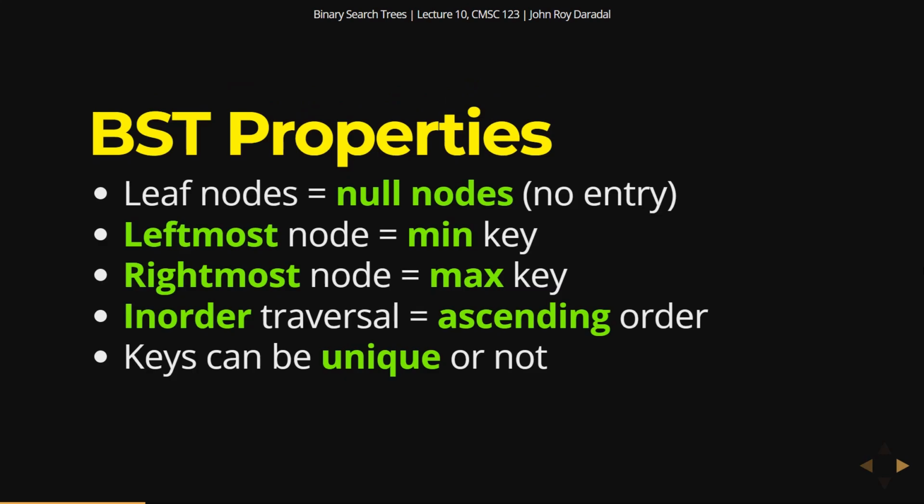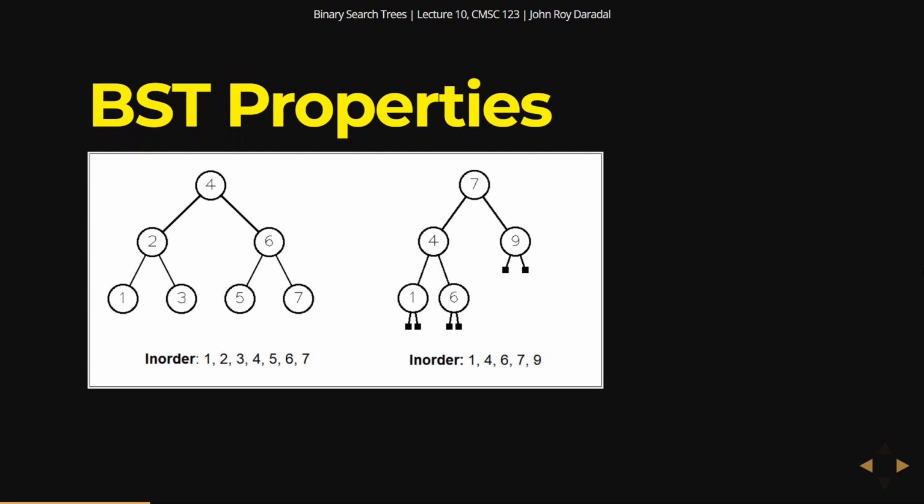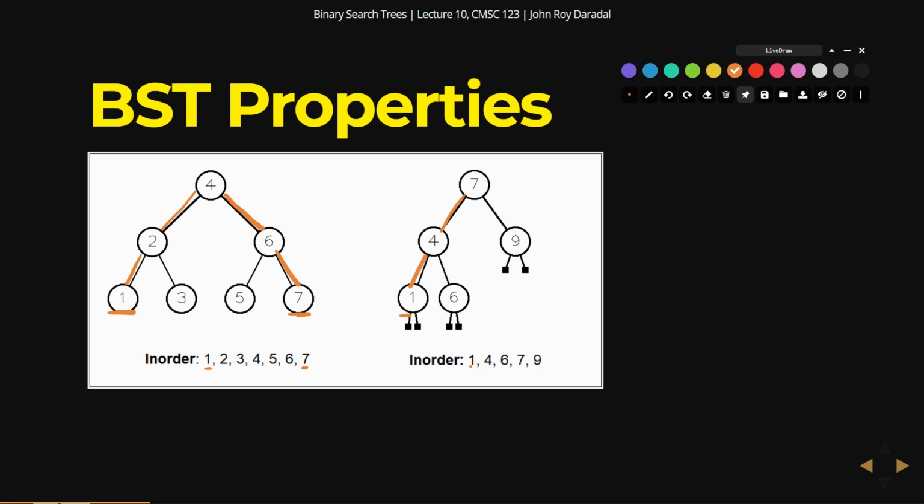We've said that leftmost is the min, rightmost is the max, and when you do the in order traversal, you get the ascending order. Let's see that here. From the root you go left, then left, so this is the leftmost, which gives you the min node. If you keep going right, you'll get the rightmost node, which is the max. Here, leftmost is 1, so that's the min, and rightmost is 9, so that's the max.